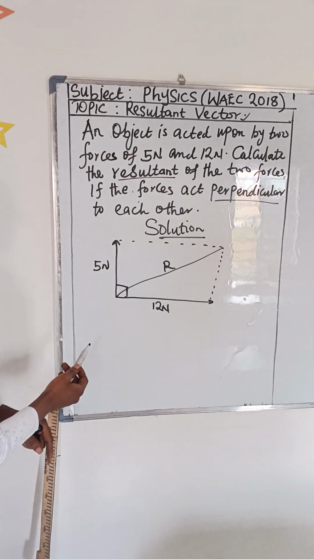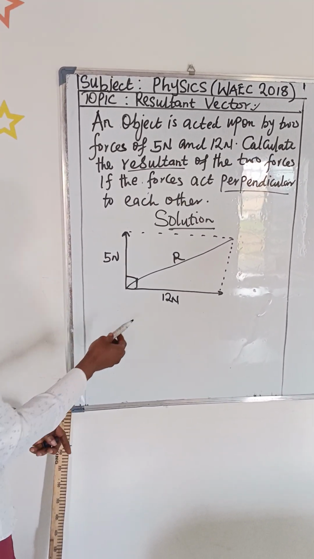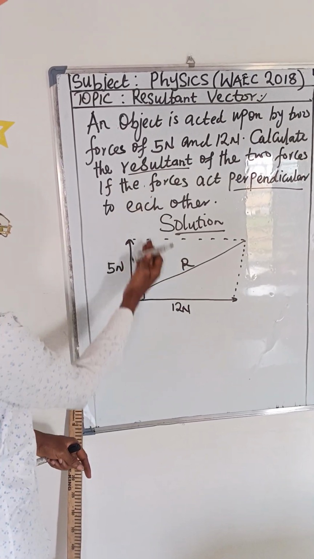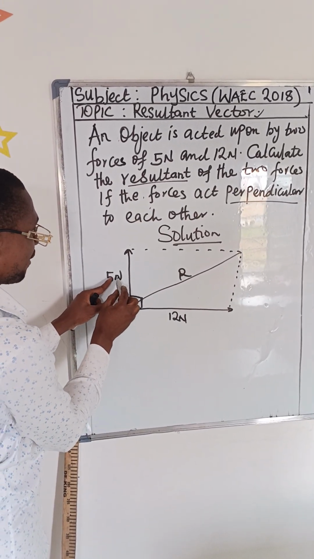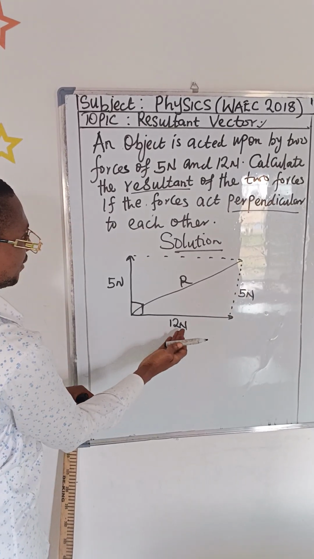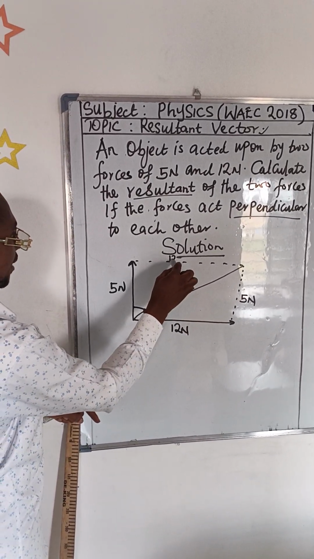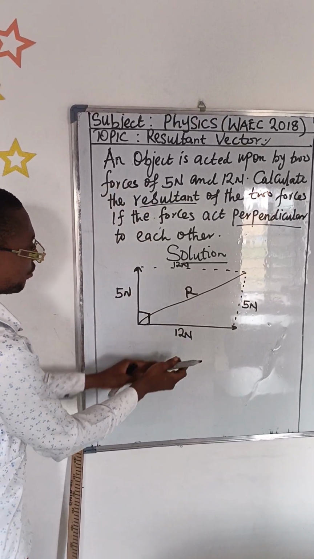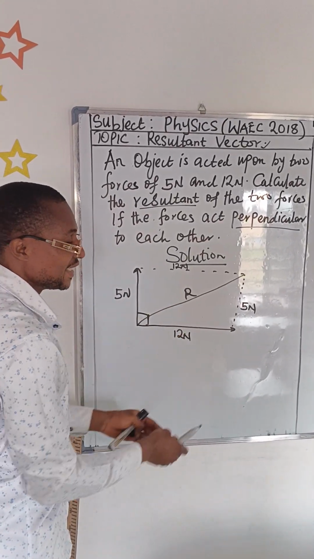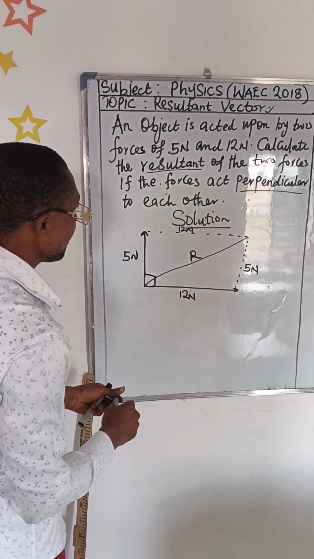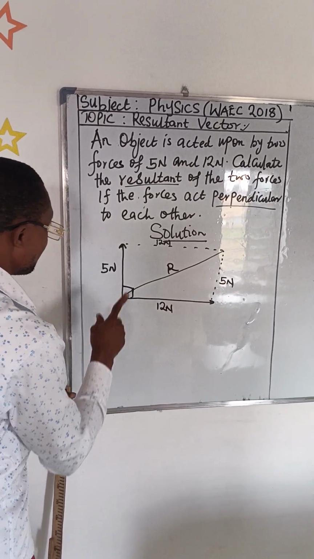Then what I will have now, if you watch this, you see that there are two right angles there. Do you know that this 5 N is opposite here? Do you know that this 12 N is opposite here? So if you take this side, you get exactly the same thing. If you take this side, you get exactly the same thing. That's good.